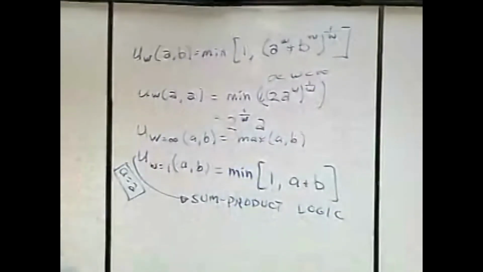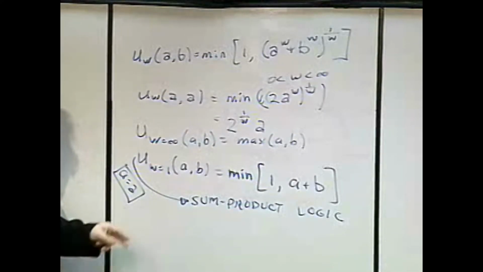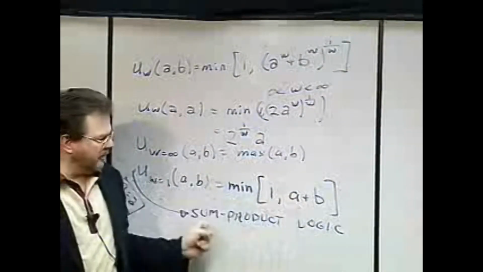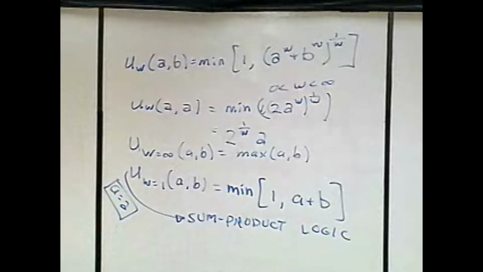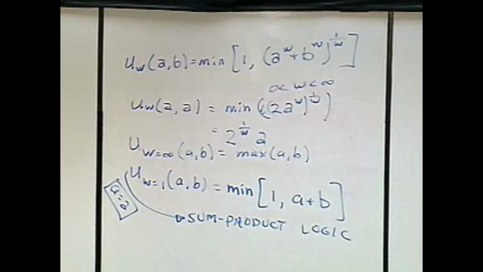So a special case of the Jaeger union for W is equal to 1 is the sum part of the sum product logic, where the summation is used to perform a union operation. So the Jaeger complement is kind of nice and relatively general, since it includes both the Zeta and the sum product inferencing.